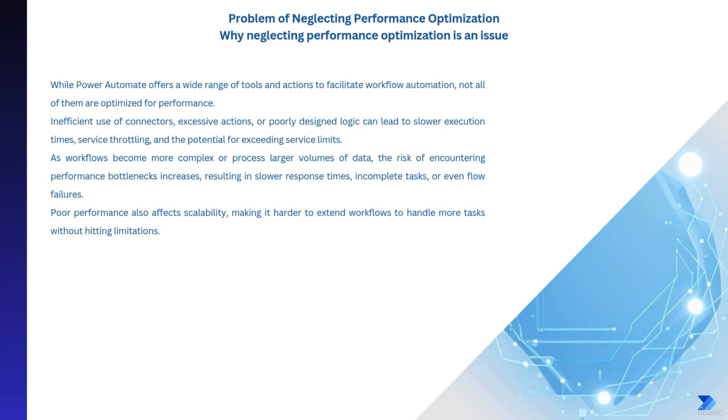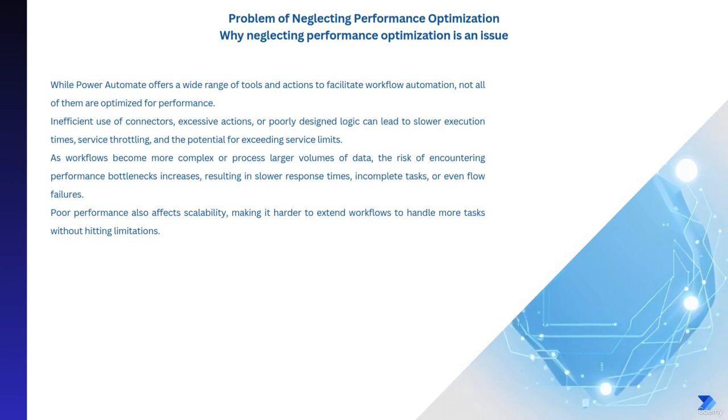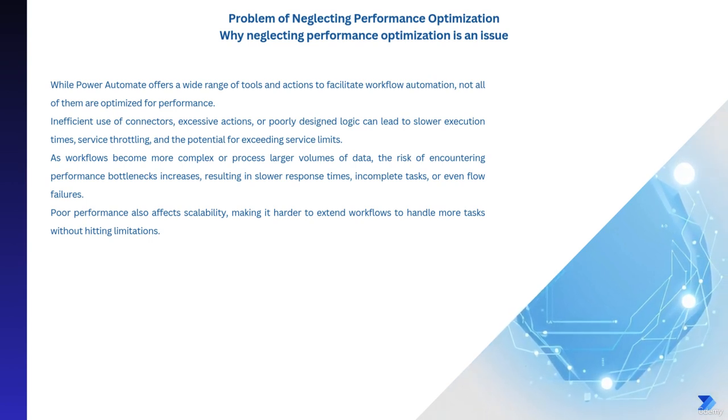Neglecting performance optimization. Why it's an issue. While Power Automate offers a wide range of tools and actions to facilitate workflow automation, not all of them are optimized for performance. Inefficient use of connectors, excessive actions, or poorly designed logic can lead to slower execution times, service throttling, and the potential for exceeding service limits.